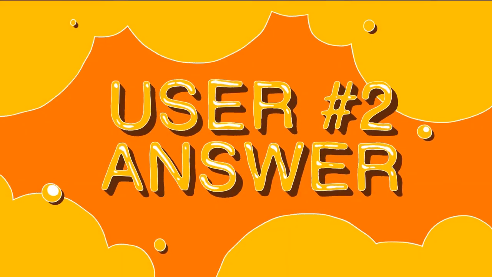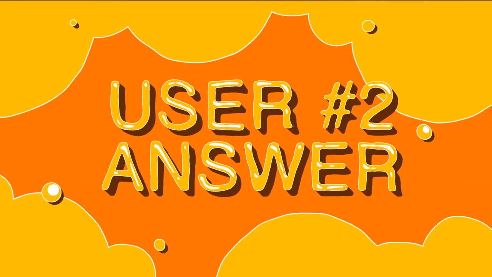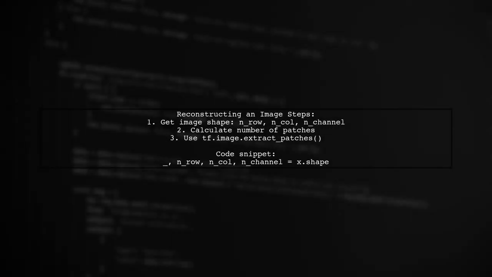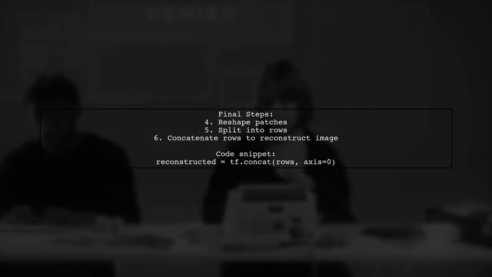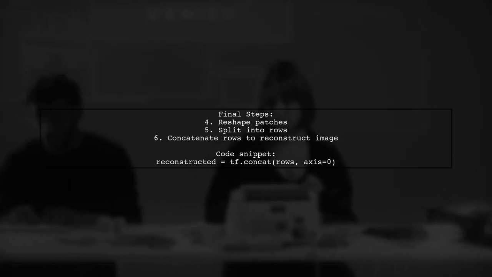Let's now look at another user-suggested answer. To reconstruct an image after using extract image patches, you can follow this method. First, determine the shape of your image and calculate the number of patches. Then, extract the patches using TensorFlow's extract patches function. Next, reshape the patches and split them into rows. Finally, concatenate the rows to form the reconstructed image. This method effectively combines the patches back into the original image format.